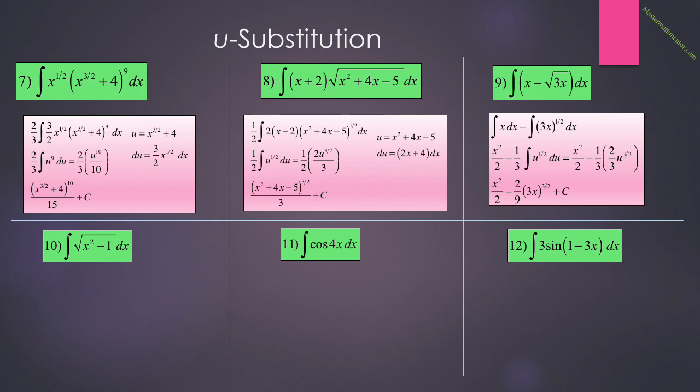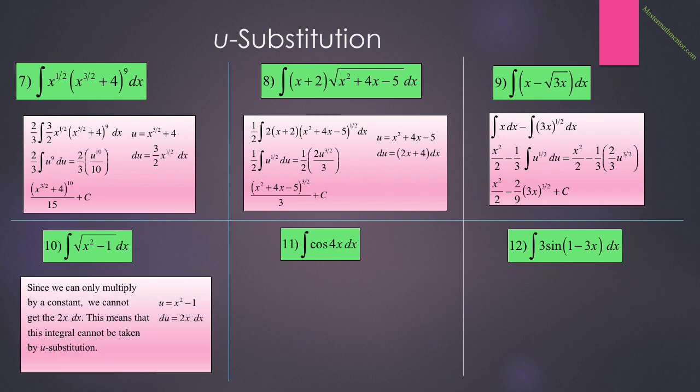So the integral of x dx is x squared over 2, and for the integral of 3x raised to the 1/2 power, u is 3x. Du will be equal to 3 dx, and therefore this becomes 1/3 the integral of u to the 1/2 du. So we get x squared over 2 minus 1/3 times 2/3 u to the 3/2 power. And substituting, we get x squared over 2 minus 2/9 times the quantity 3x raised to the 3/2 power plus c.